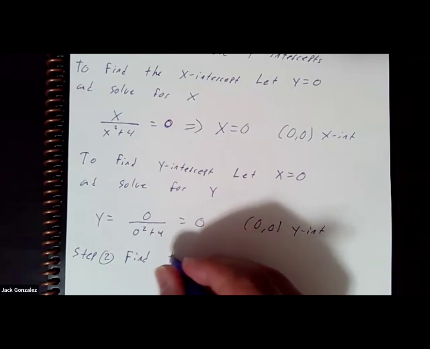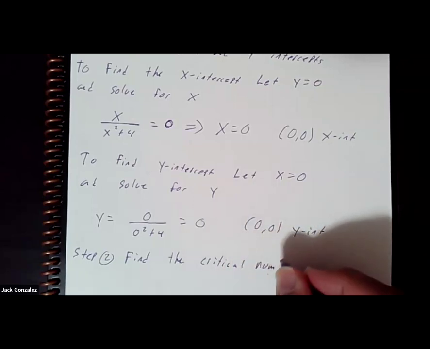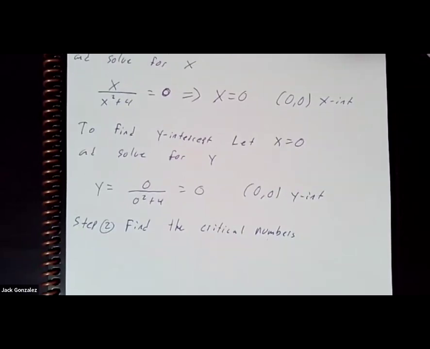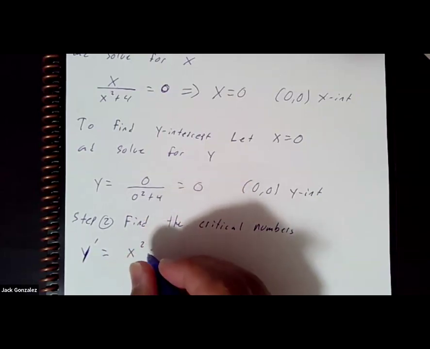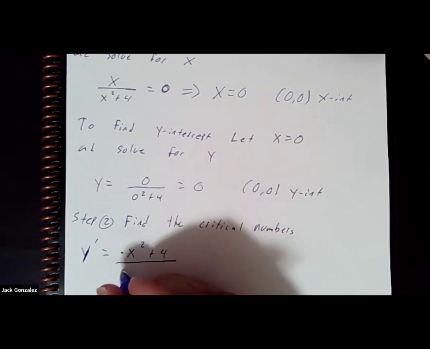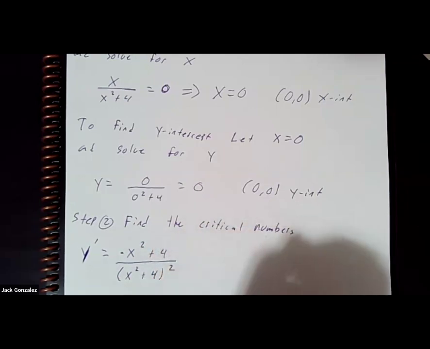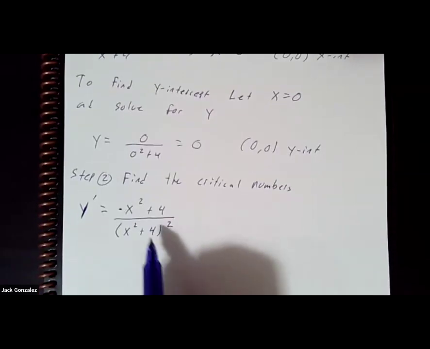Step 2, find the critical numbers. To save time, I'm going to skip the derivative step. So find y prime, which is going to be this. After you do your quotient rule, you're going to get this here. At this point, I'm going to assume you're a derivative expert, and if not, you're going to have to get this yourself.